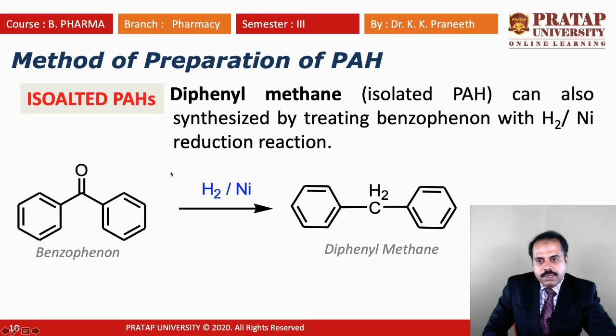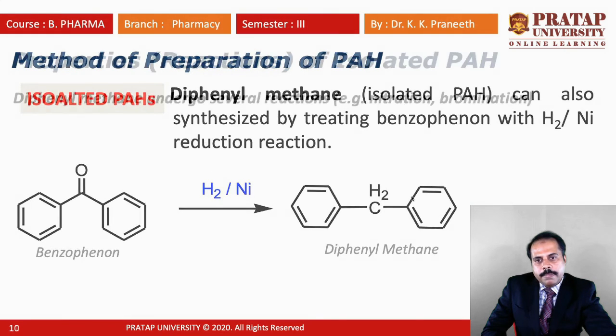So, this is the diphenyl methane. This is how we can also make the addition of hydrogen here and loss of oxygen in the product. So, this is a reduction reaction. So, this diphenyl methane can also be synthesized by treating benzophenone with nickel and hydrogen in a reduction reaction. So, I have given two important methods to prepare this isolated PAH, that is, the example of isolated PAH is diphenyl methane.